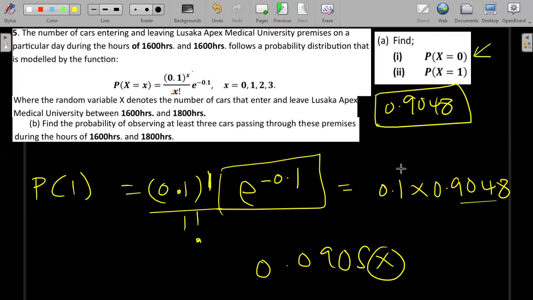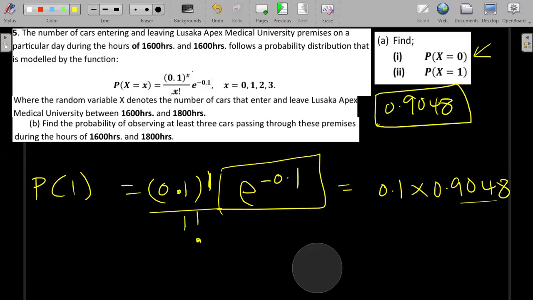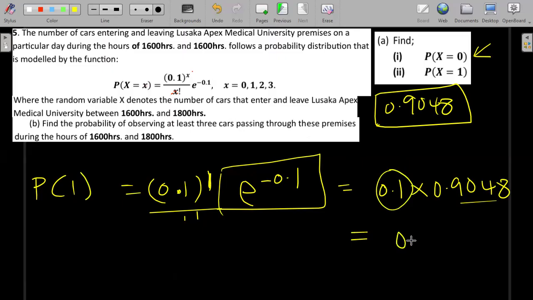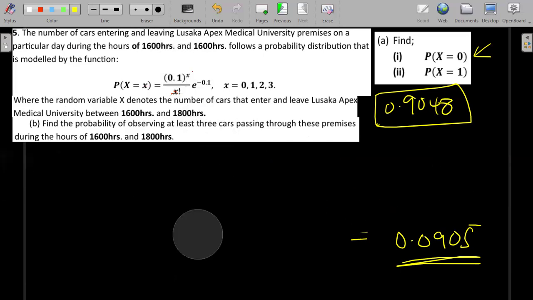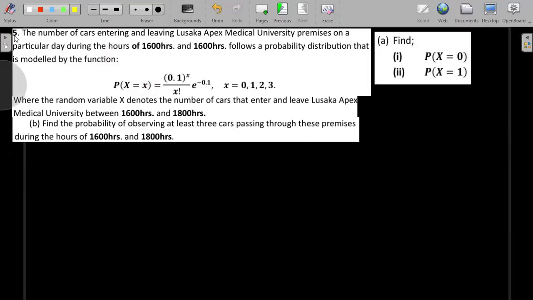Then for the 1, you're just multiplying the result for the 0 by 0.1 here. So if I multiply this, I'm getting now 0.0905. So this is the probability that 1 car will enter or leave the premises between 16 and 18. Okay, let's solve the last question for this video.